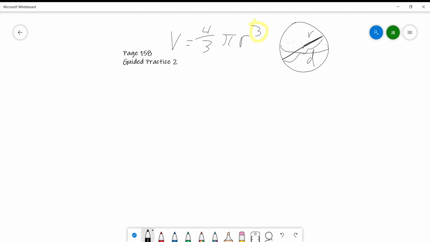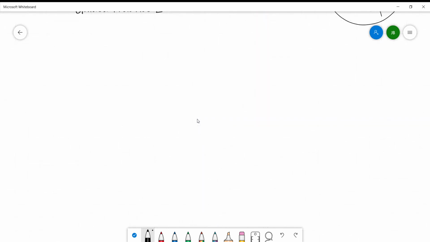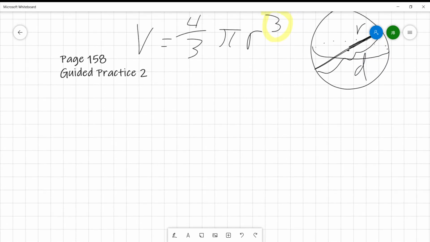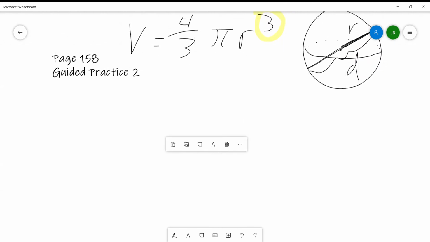So Diane bought a spherical ball made of quartz at a garage sale. The volume of the ball is 1,450 cubic centimeters. What's the radius of the ball to the nearest centimeter? Use 3.14. Okay. So again, we're going to start by writing our formula, which we did.